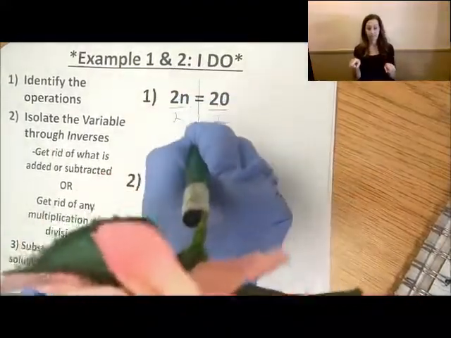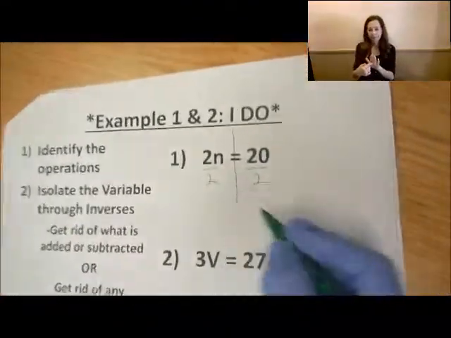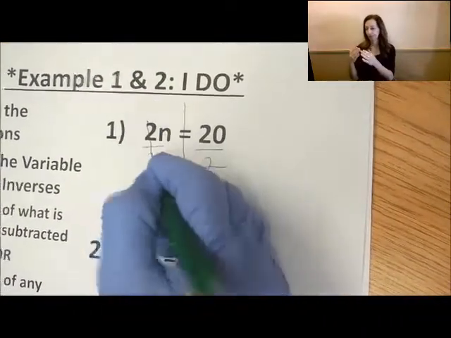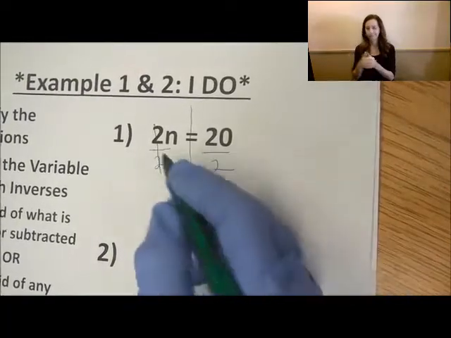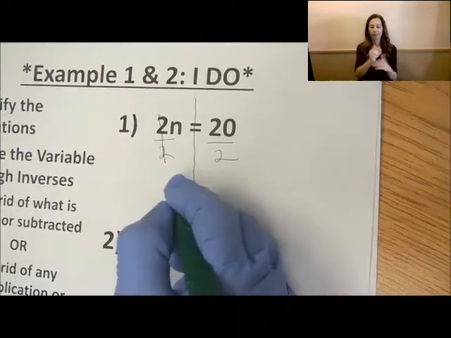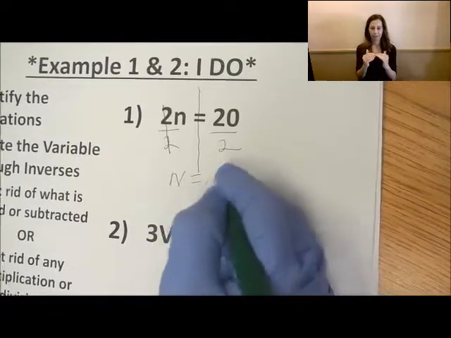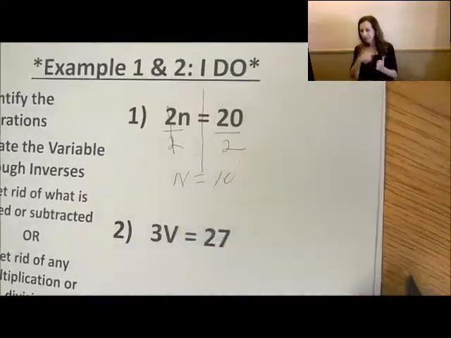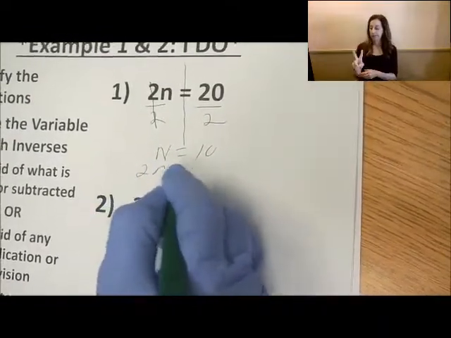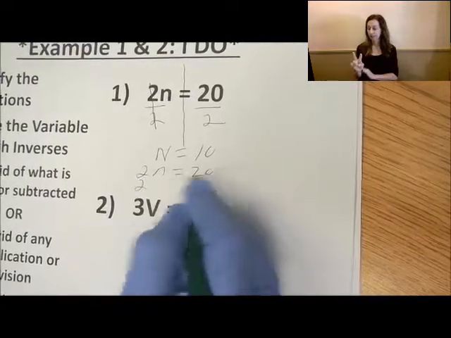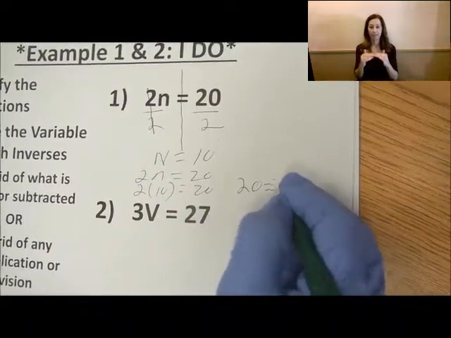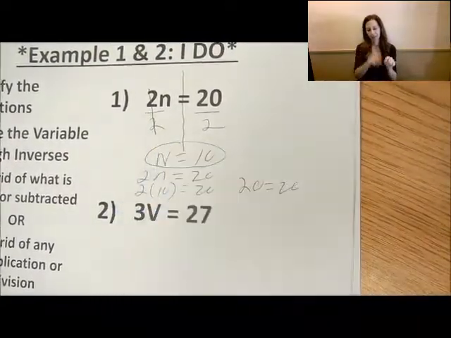And again, we'll just do this for the first example so you guys will remember you can do that. Okay, so if I've got 2n divided by 2, I'm going to cancel that, and then I've got 20 divided by 2, so it's going to be n equals 10. But let's make sure that we're right before we circle it. So if I've got 2n equals 20, I've got 2 times 10 equals 20. So we've got 20 equals 20. So now we can circle it because we know our answer is correct.